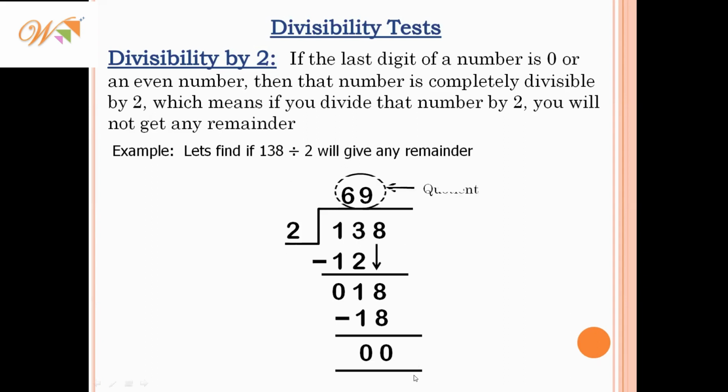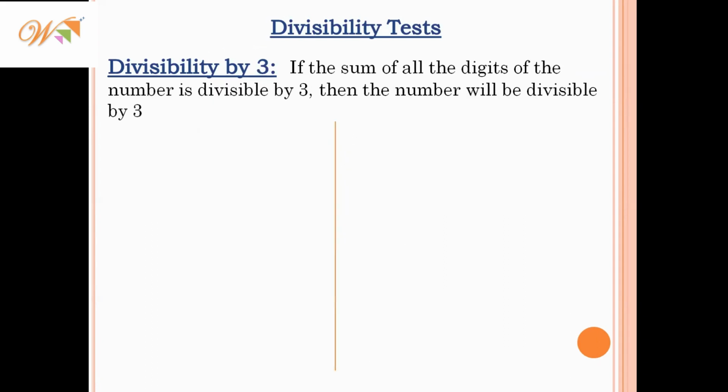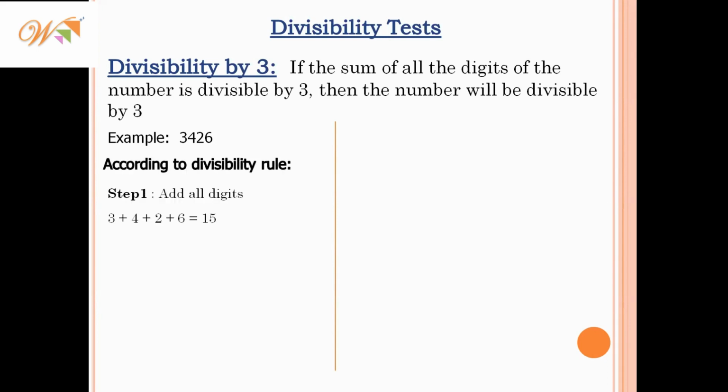Now let's see the divisibility test by 3. The divisibility test by 3 says if the sum of all the digits of the number is divisible by 3, then the number will be divisible by 3. So for example, 3426. Now we have to find if 3426 is divisible by 3. According to the divisibility rule, we have to find the sum of all digits of this number. So 3 plus 4 plus 2 plus 6 will give me 15.